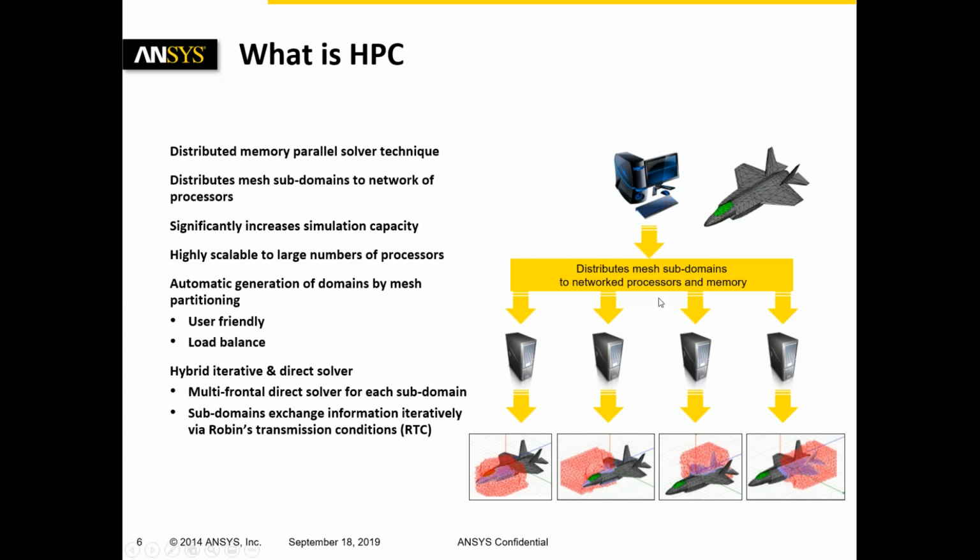As you can see on the diagram here, it illustrates that the HPC can distribute mesh subdomains to network processors and memories. So for an airplane mesh, that's a relatively electrically large problem that takes time to solve, takes time to mesh. So as you can see, by using HPC, you can distribute the mesh subdomains, mesh individual parts of the geometry on different machines.